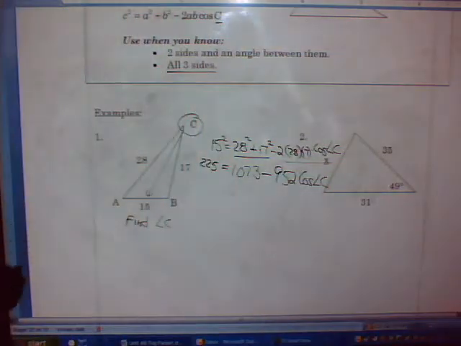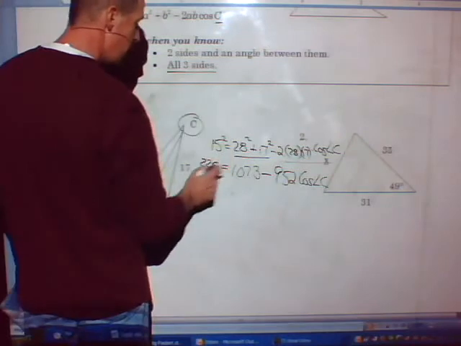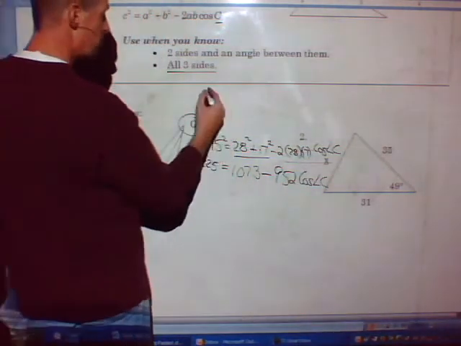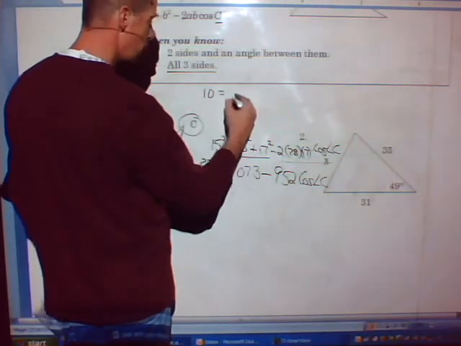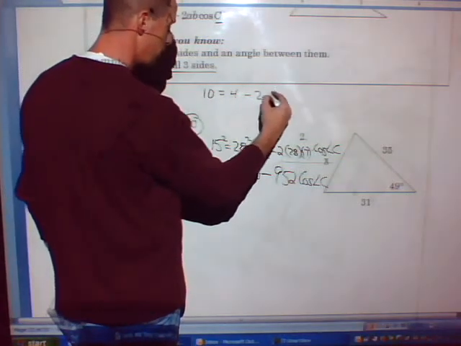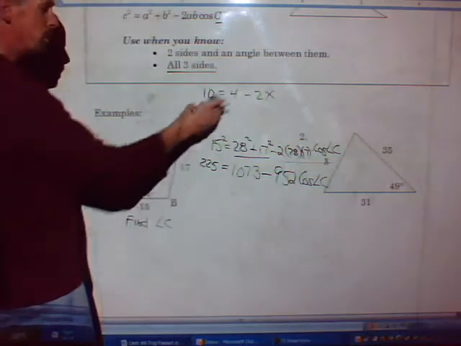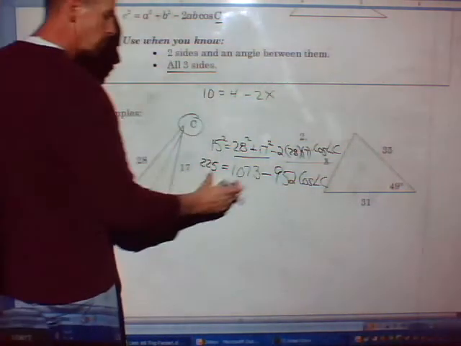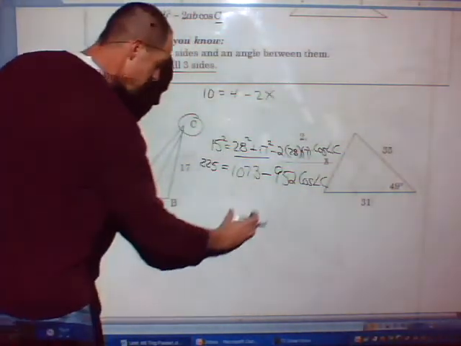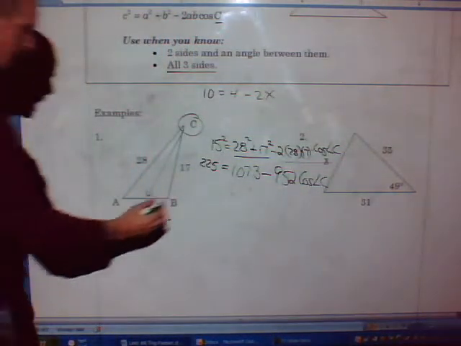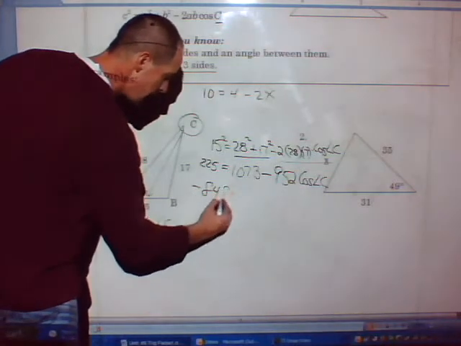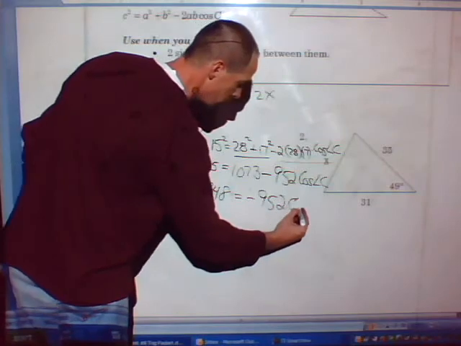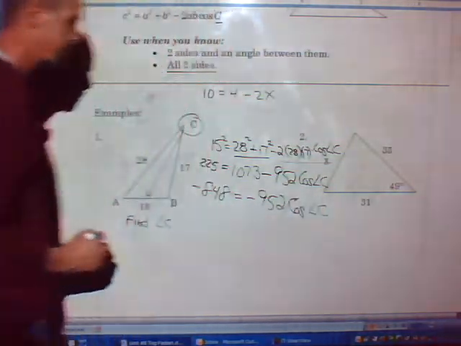Okay? So what we have is a number equals a number minus a number times a variable. So this would be no different than if you had 10 equals 4 minus 2x. What would you do? You would subtract the 4 and then divide by -2. So let's do that. Let's subtract this to the other side. When you subtract that, you get -848 equals -952 cosine of angle C.